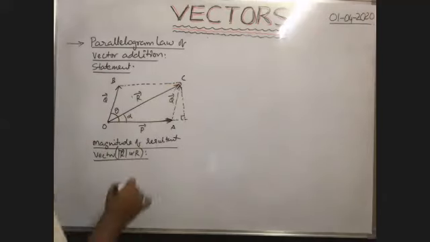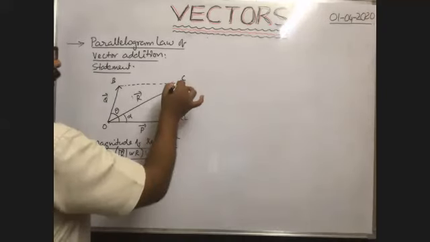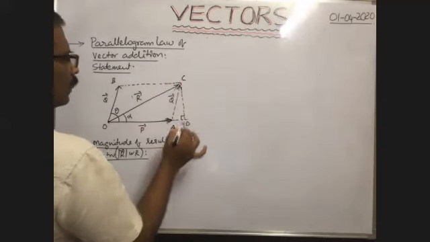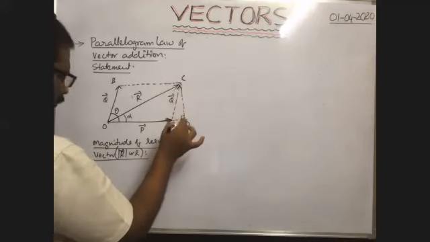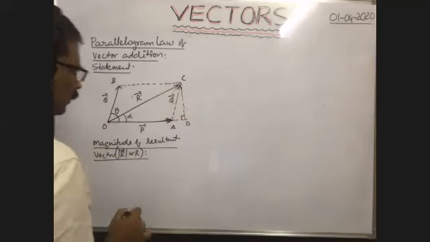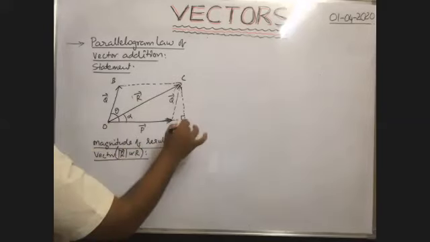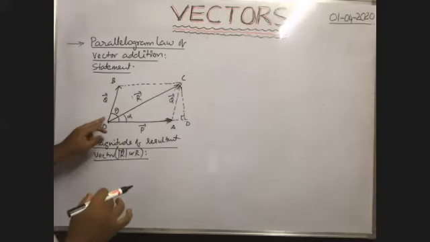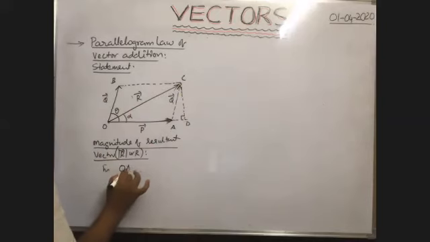Now to find the magnitude of this resultant vector, you draw a perpendicular line from point C onto this OA line. The OA line is extended up to D, and a perpendicular line is drawn from C onto the OA line up to D. Now you see from the diagram, from the ODC right angle triangle. Here one more thing, you see from the OAC triangle.